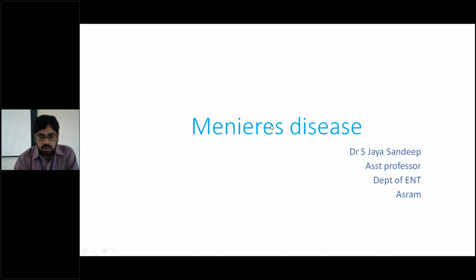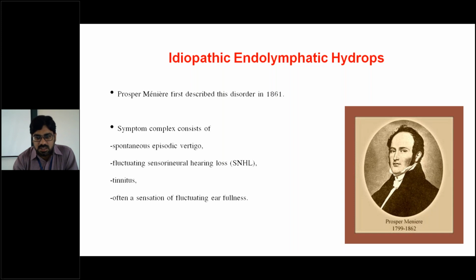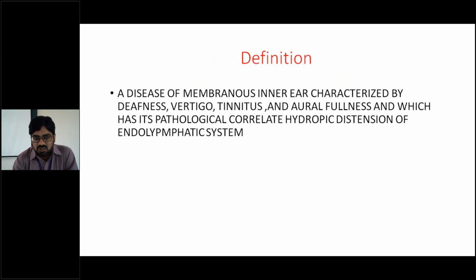So, Meniere's, as it was first described by Prosper Meniere, had the symptoms of vertigo, progressive sensorineural hearing loss, tinnitus, and aural fullness. These were the first symptoms observed, and if you have these symptoms, then you can classify it as Meniere's. The definition was a disease of the membranous inner ear characterized by deafness, which should generally be a sensorineural hearing loss. Vertigo will be the first complaint actually, then tinnitus, followed by aural fullness. If these complaints are there, and histologically you can confirm the distension of the endolymphatic system, then that is your Meniere's disease.